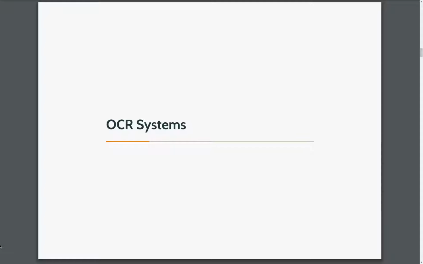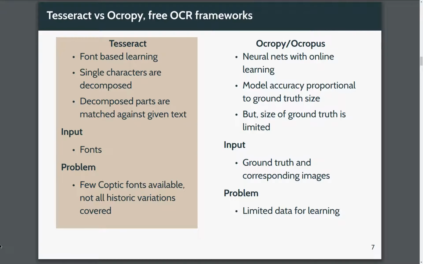Thank you, So. Let me first introduce you the freely available OCR frameworks that we used for this project. There are two OCR frameworks available, Tesseract and Occupy. Both can be adjusted to work on Coptic. This adjustment is called training. But they differ in this training process. Tesseract, for example, uses font-based training. You need to provide the fonts beforehand, and then those fonts will be recognized. But only a few Coptic fonts are available, and not all historical variations of those fonts can be found.